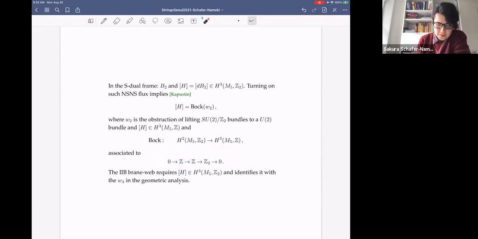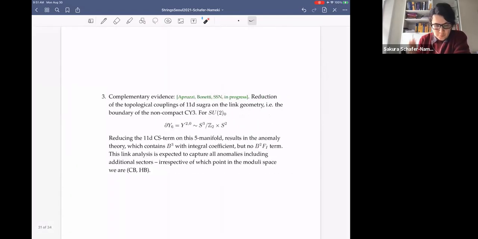So that generates a potential non-trivial relation between, again, the zero-form and one-form symmetry backgrounds. In the brane web, we require an H turned on that's of this form. And that is now conjecturally identified with this W3 that we had in this 2-group earlier in the geometric analysis. So that's one way to see the 2-group there.